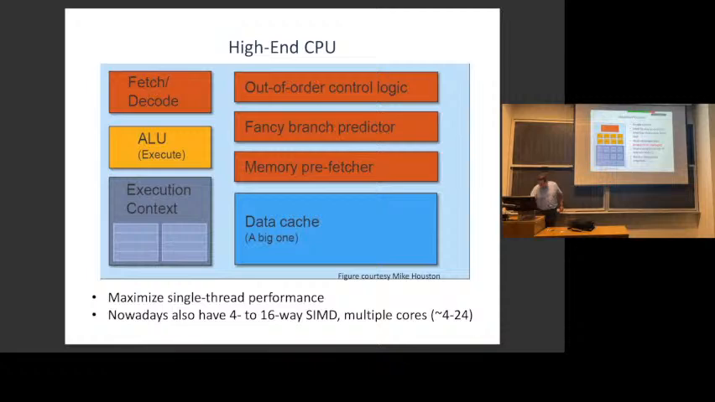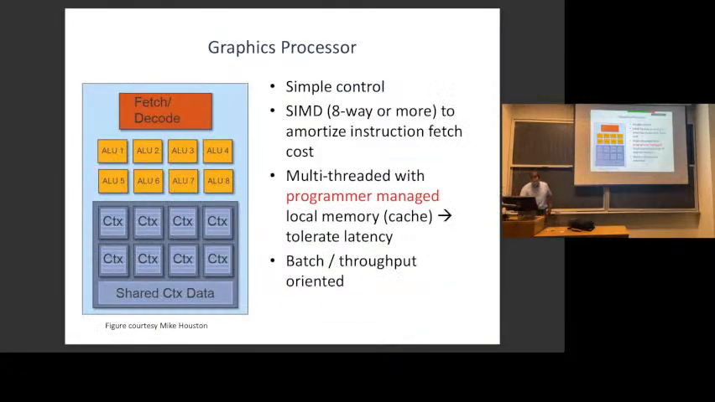Okay, so that's a modern processor from a high level. What about a graphics processor? So a graphics processor is still a processor, okay? It still fetches and decodes instructions, but it makes different trade-offs. So it has simple control. A high-end x86 processor has very complicated control, all this out-of-order execution, etc.